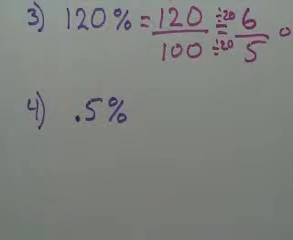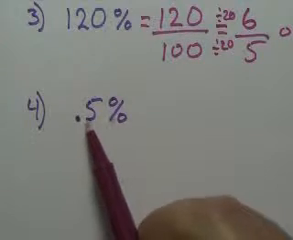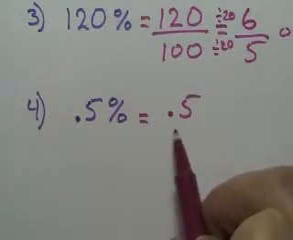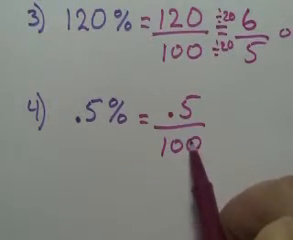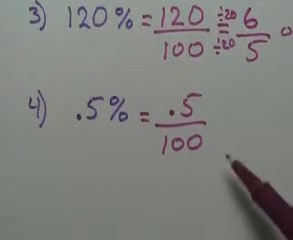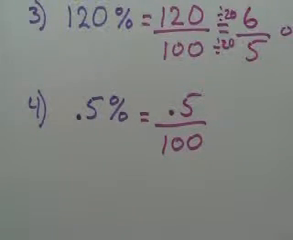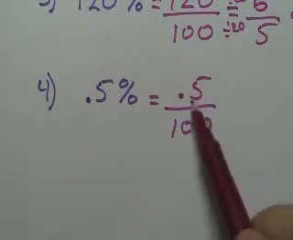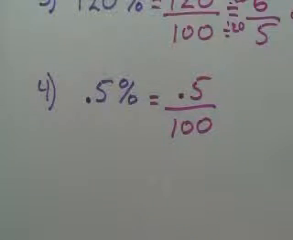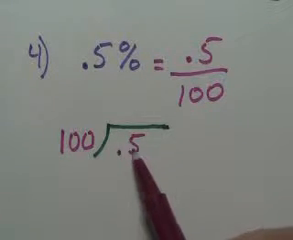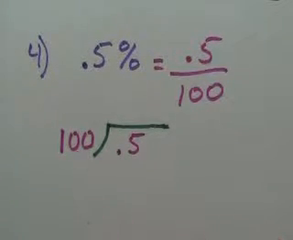Okay, the last one, let's say the trickiest one for last, 0.5%. That's 0.5 over 100. Okay, so what do we do from here? We know 5 goes into 0.5, but that's kind of weird to do. So what we do is we go ahead and just take the top number, put it in the box. So if I put the top number in the box, that's 0.5. And then I have 100 on the outside.